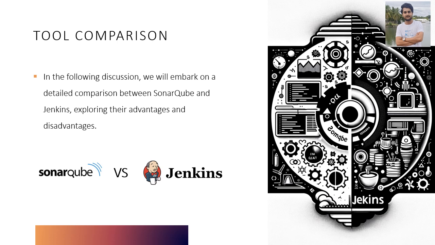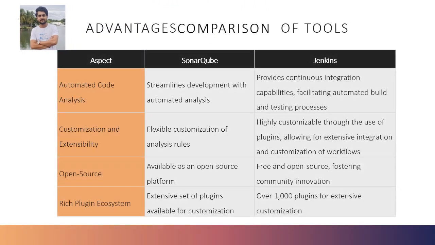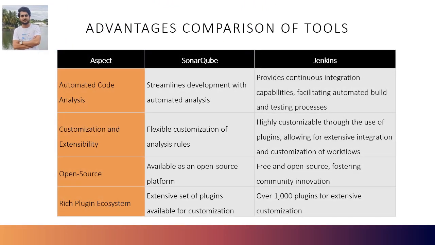Okay, in the following discussion, we will embark on a detailed comparison between SonarQube and Jenkins, exploring the advantages and disadvantages. We are going to look into various aspects and compare them accordingly. So first we're going to look at the advantages of SonarQube and Jenkins across various aspects, which are automated code analysis, customization and extensibility, open source, and rich plugin ecosystem.